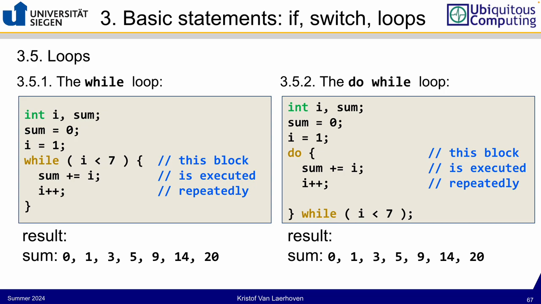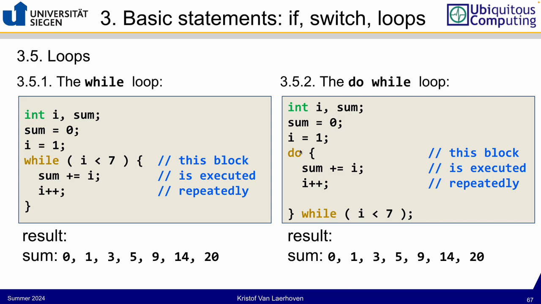If you're used to programming, then you can read this. i and sum are integers, sum is 0, i is 1. As long as i is smaller than 7, we execute what follows. So sum becomes sum plus i, and i becomes i plus 1. Then we test whether i is still smaller than 7, and do this again and again. So this will result in this output over here, if I didn't make a mistake.